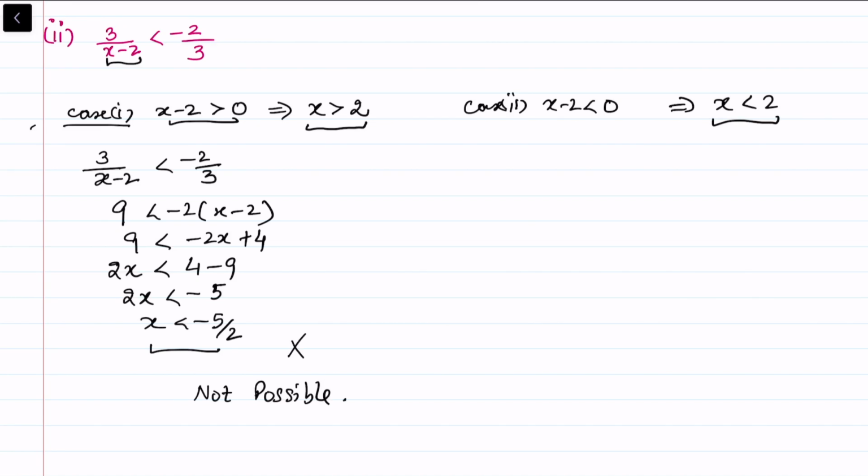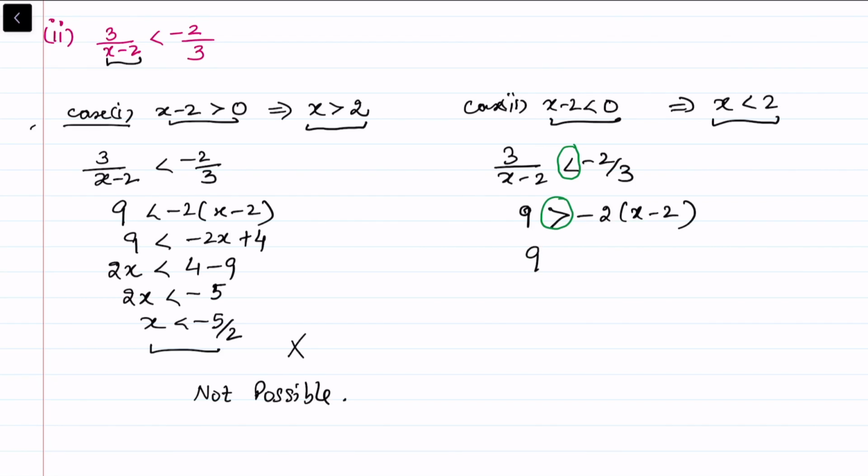Now x is less than 2, and from the inequality, when we are saying that it is negative, so when we will multiply, inequality sign will change. So I have changed the inequality sign. You can see that earlier it was less than, now it is greater than. So this is 9 greater than minus 2x plus 4. Repeat the process, 2x on this side, 9 on other side, 2x greater than minus 5. So x is greater than minus 5 by 2.